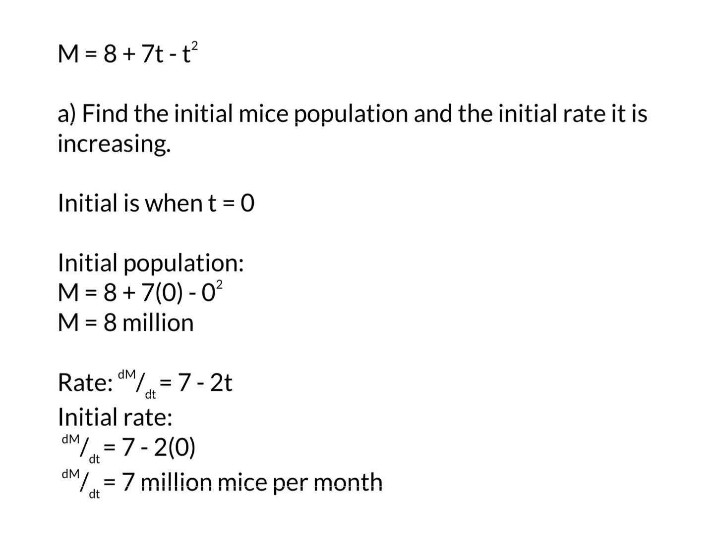So when we say the word initial, it means when t is 0. So we can sub 0 into that for the initial population, and we find out that there were 8 million mice initially. To find the rate, we differentiate. So dM/dt, differentiating M with respect to t, we get 7 minus 2t. So the initial rate, when t is 0, is 7 million mice per month.